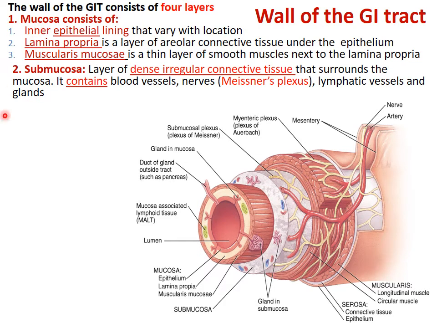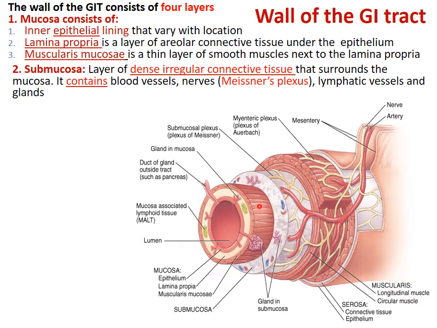Then after the mucosa, we have the submucosa. The submucosa layer is a dense, irregular connective tissue. Now, which type of connective tissue is this submucosa? Okay, it is a connective tissue, but it is dense, irregular connective tissue. What is another example of dense irregular connective tissue? The dermis of the skin, right? And for the regular type, tendon. This dense irregular connective tissue surrounds the mucosa.